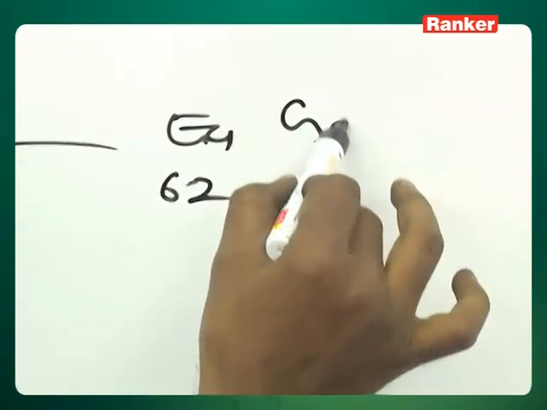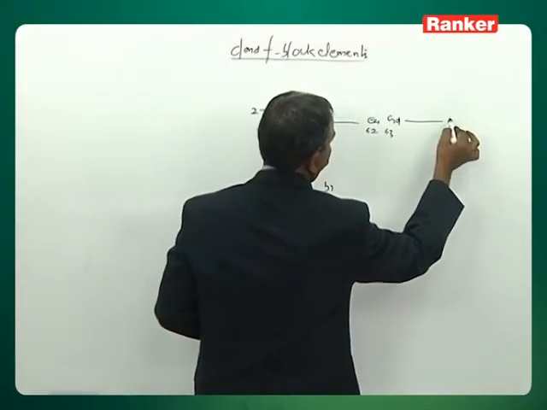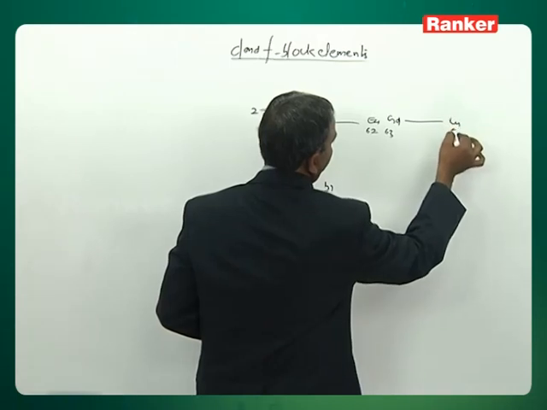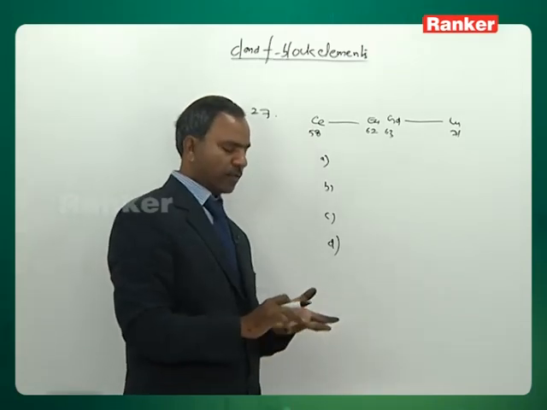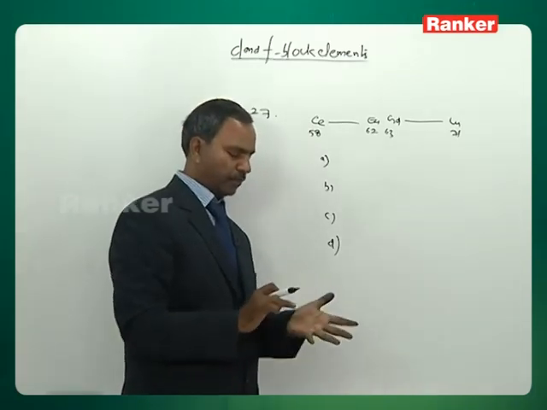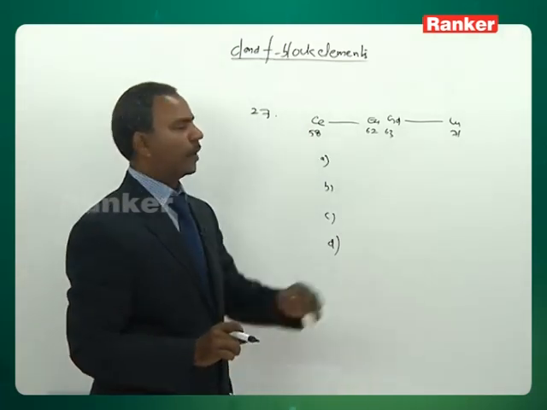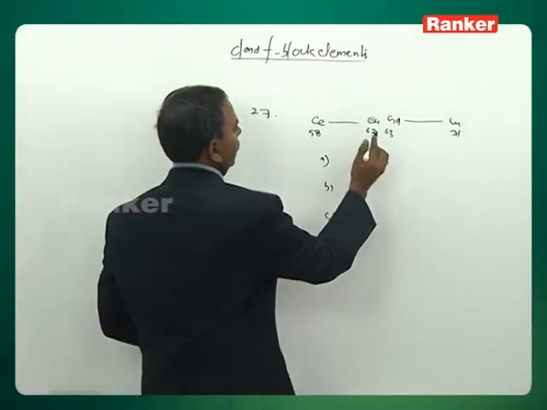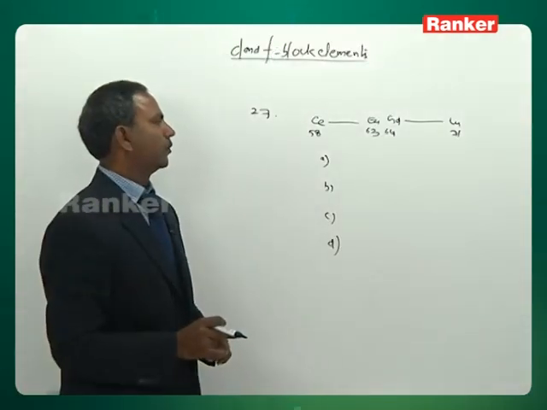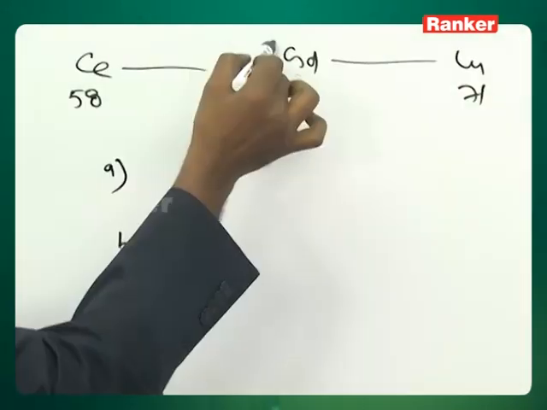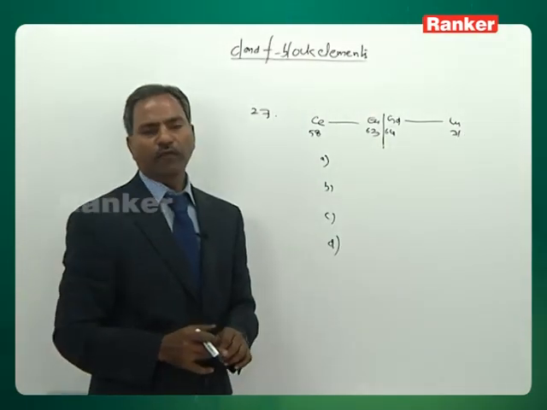And again consider gadolinium 63. Take lutetium 71. Cerium, praseodymium, neodymium, promethium, samarium, europium. Up to this particular cerium 58 to europium 63 it is. Then gadolinium 64 to lutetium 71 you take. The first half is the lighter lanthanides, and the second half is the heavier lanthanides.